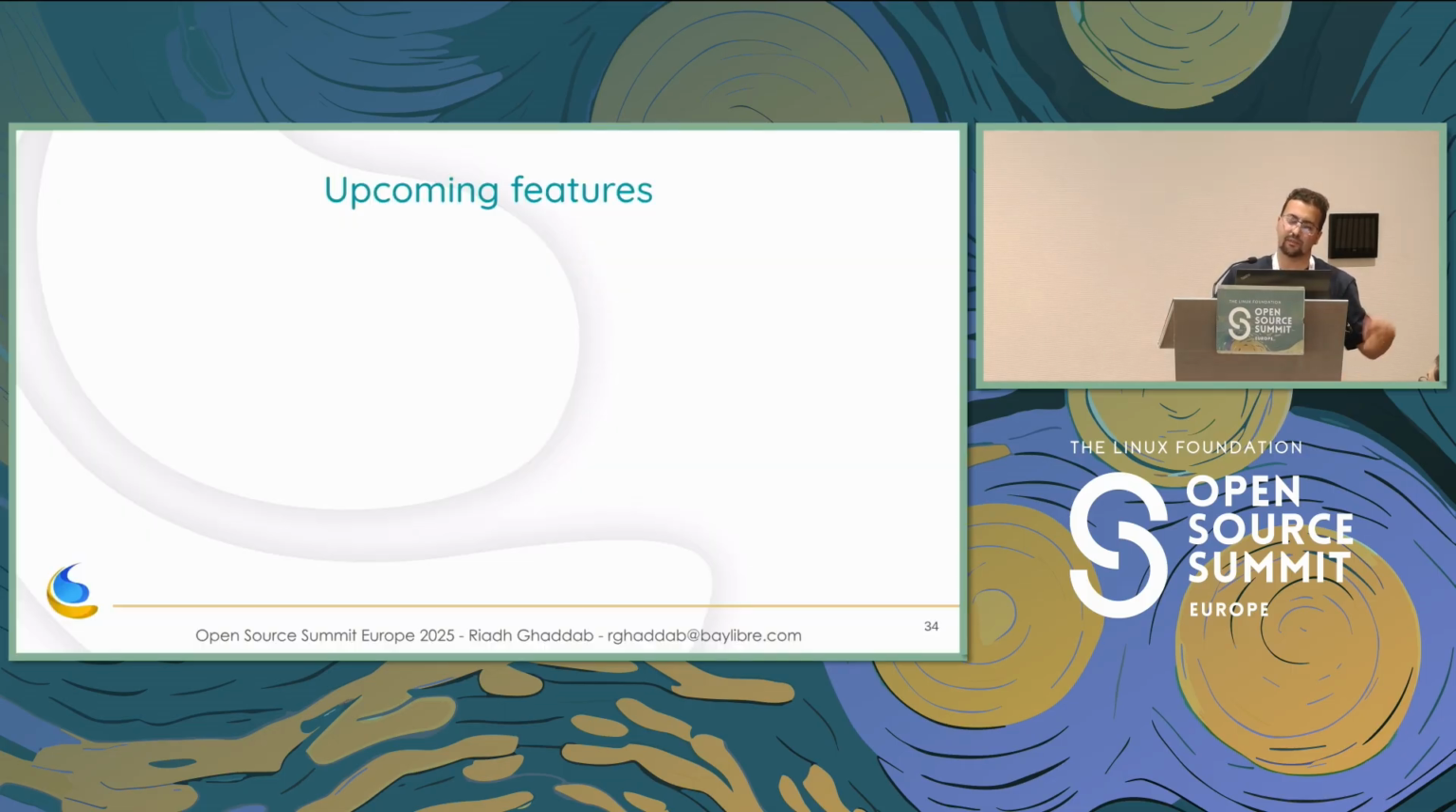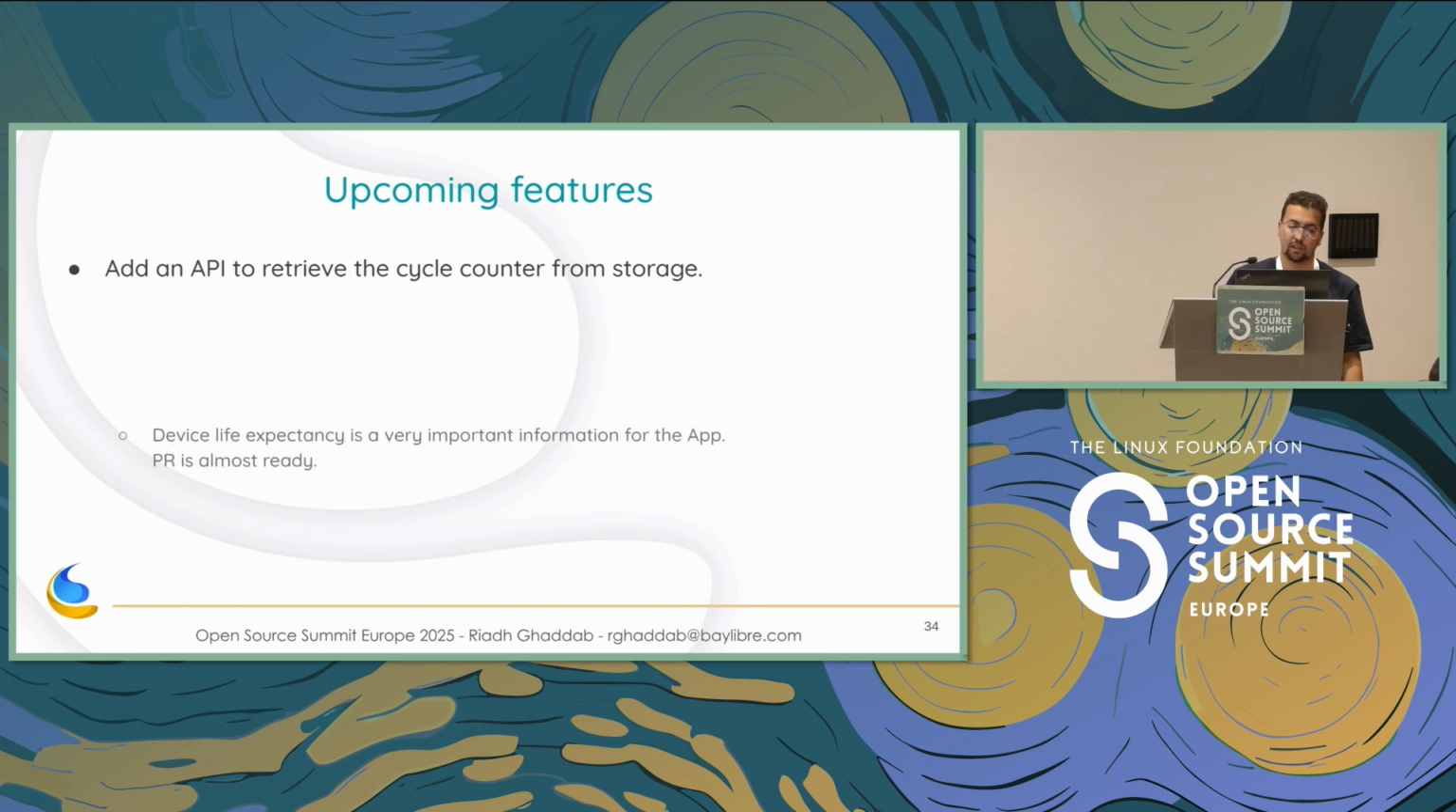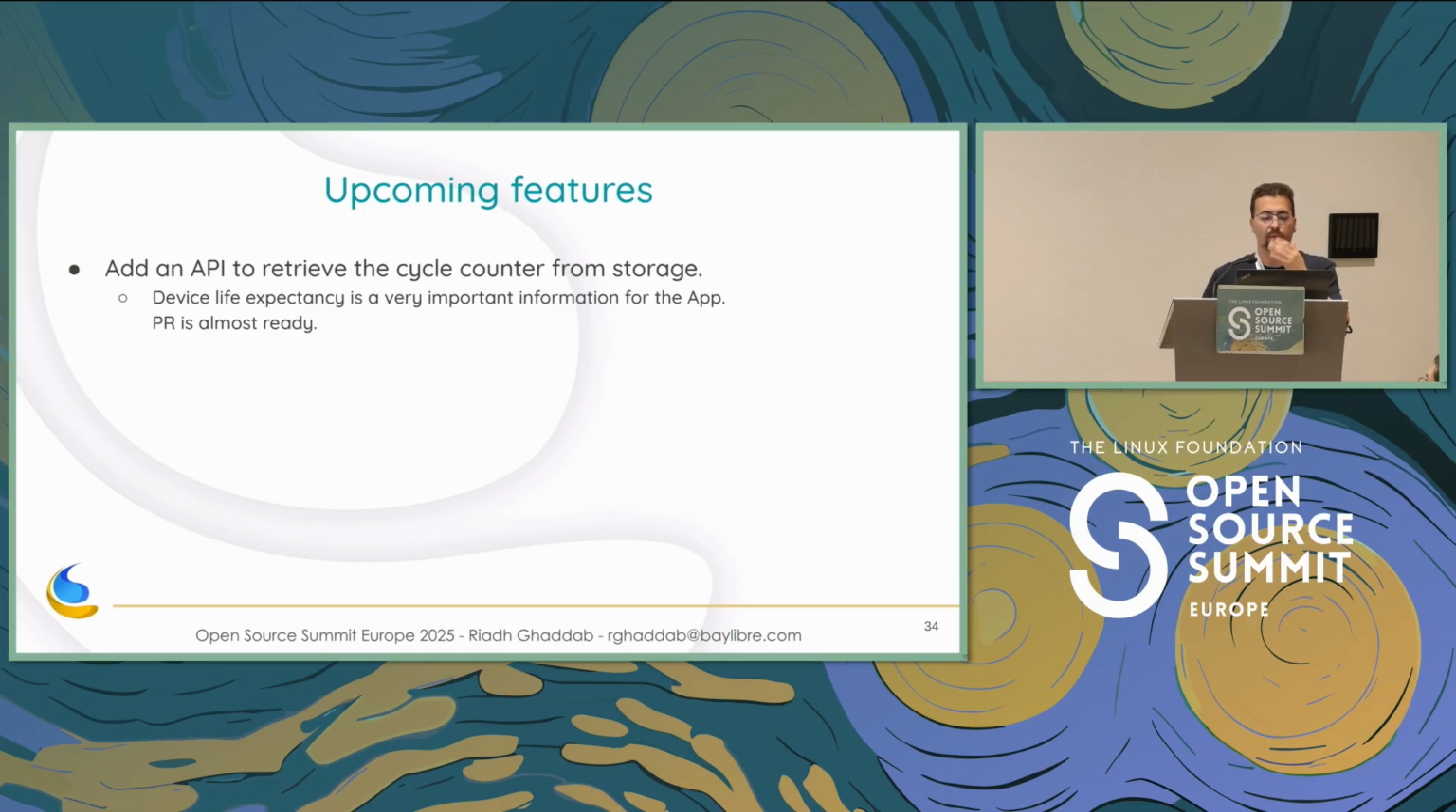The upcoming features: some of them are already almost ready, and some of them are just ideas. For the cycle counter, we're going to add an API to retrieve it from the storage, because that's important information. People developing applications want to know the life cycle of their device, whether it's going to die soon or still has some years to go. So it's important information to get from ZMS. The pull request is almost ready. We're going to push it very soon.